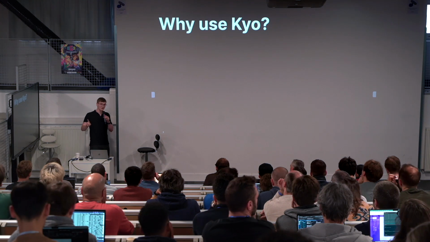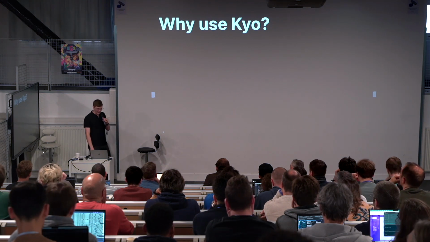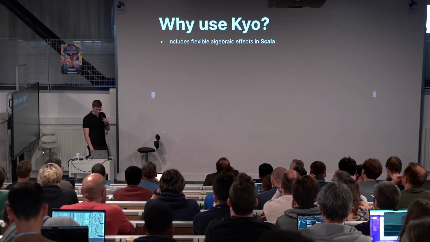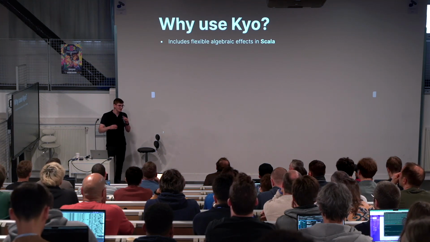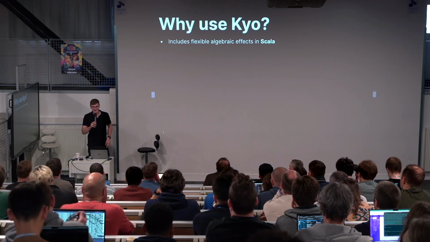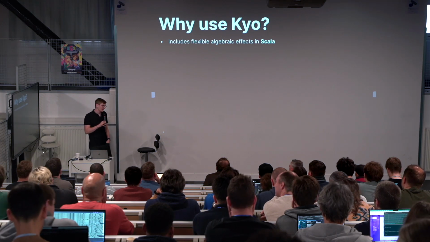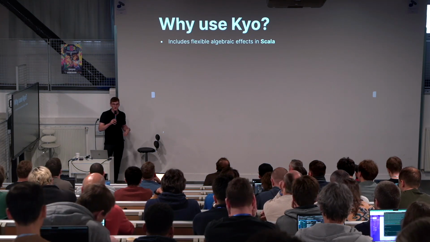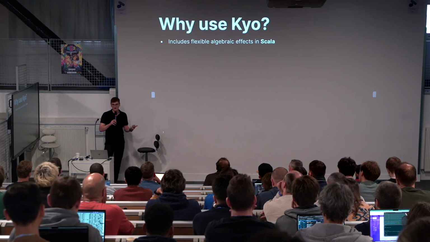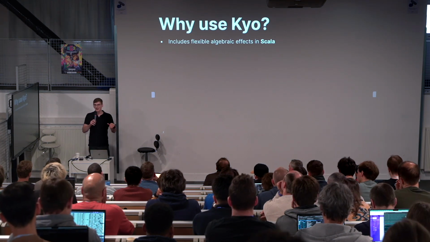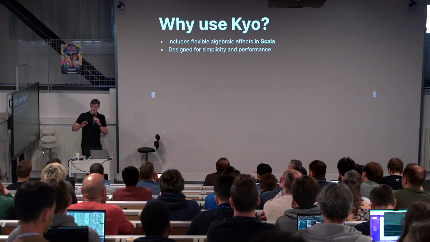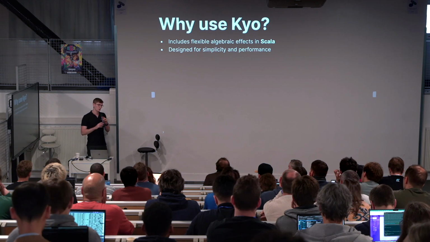Okay, I can give you an answer though to why use Kio. And this is maybe more important. First of all, it introduces extremely flexible algebraic effects to Scala. I'm not aware of any other library that's introducing the ability to have user-defined effects in Scala. And this sounds very minor, but if the whole point of using algebraic effects is effects, many of them, different abilities, then you want to be able to define your own. So the other thing is Kio is designed for an immense level of simplicity as well as performance.